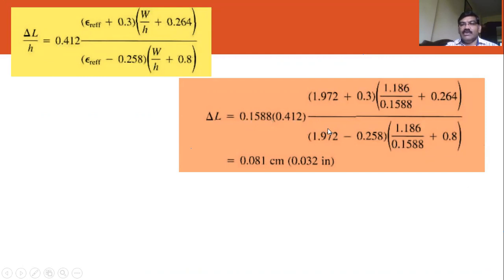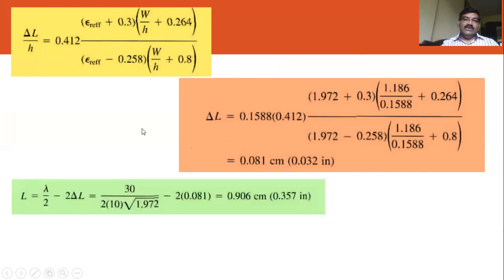You must have practice in calculation. Please practice doing this calculation, and don't lose your marks by doing the wrong calculation. Be very patient and practice on the calculator. So delta L, in centimeters, is 0.081 centimeter. So delta L is calculated.